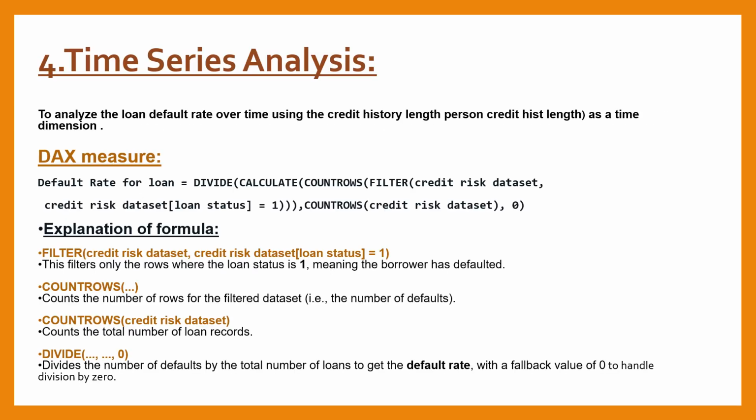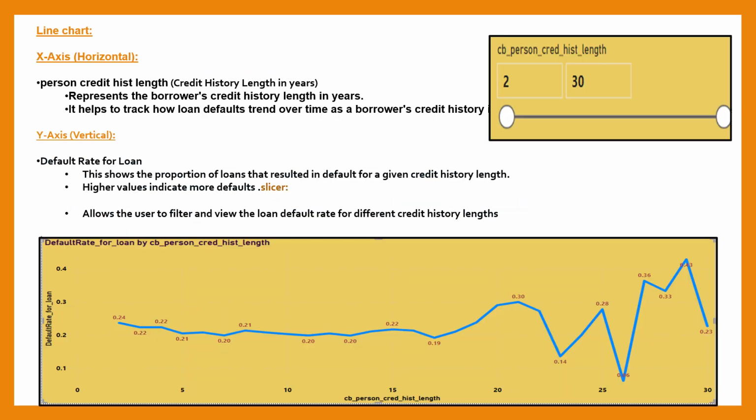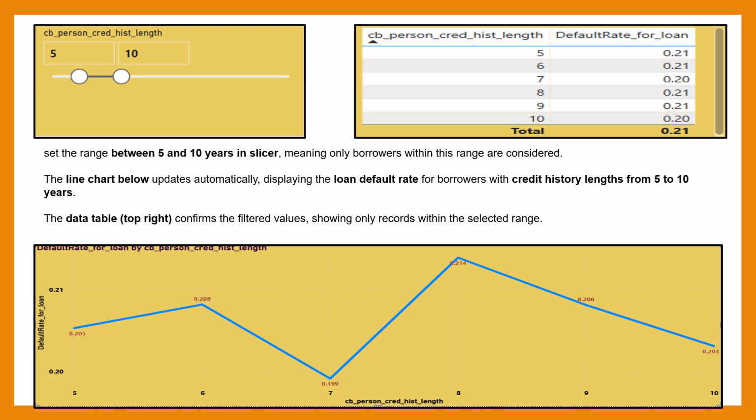Time series analysis. In this, I have used a DAX measure, default rate for loan, and this is the explanation of the DAX measure. So here I have used a line chart and slicer. On the x-axis, I have added person credit history length, and on the y-axis, I have added default rate for loan. So here, I have set the range between 5 to 10 years in the slicer.